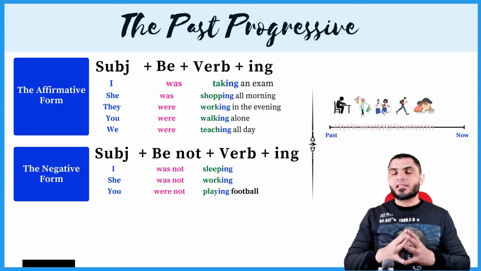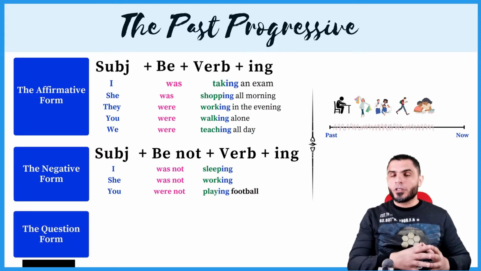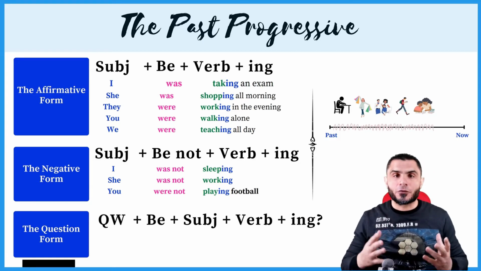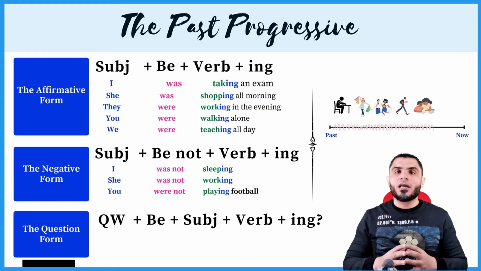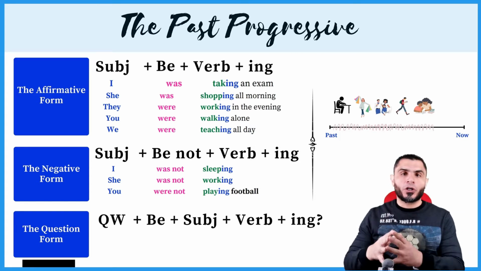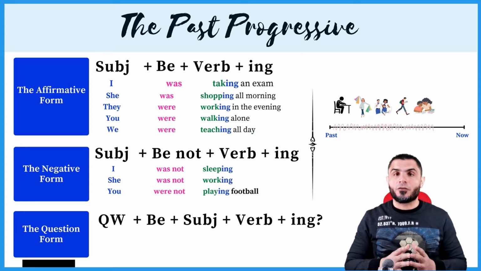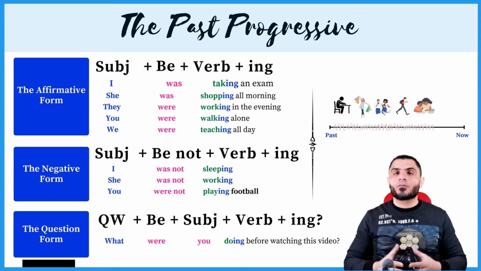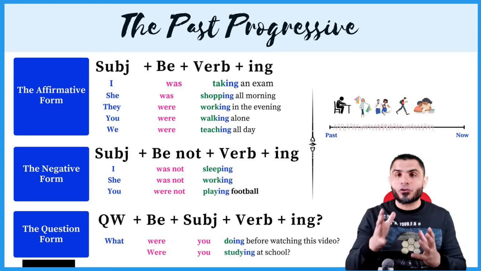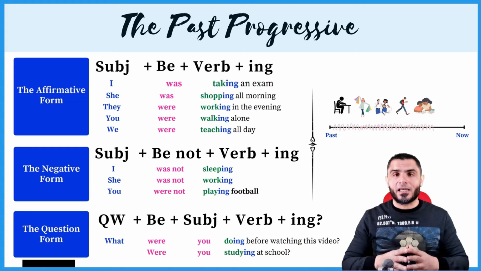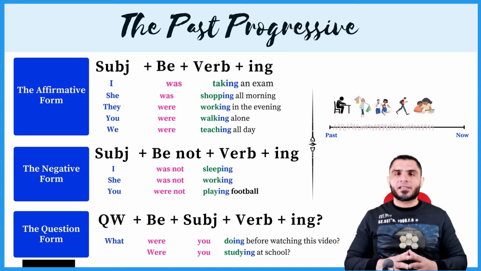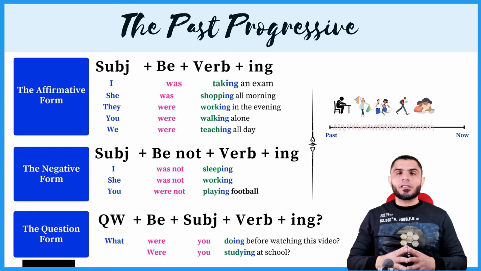The last form is the question form. Question words plus was or were plus subject plus verb plus ing for WH questions, and was or were plus subject plus verb plus ing for yes or no questions. For example, I can say, what were you doing before watching this video? Or I can ask you a yes or no question like, were you studying at school? So this is how we ask questions with this tense. Want to see more examples?